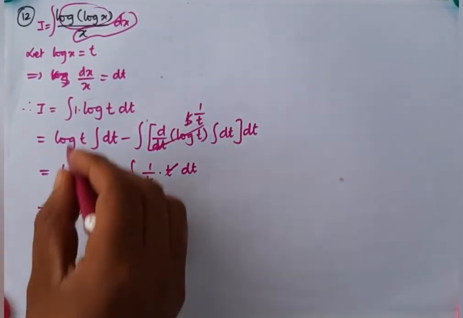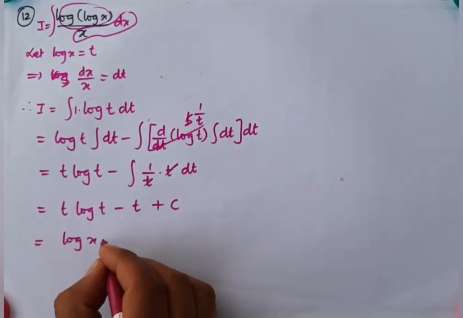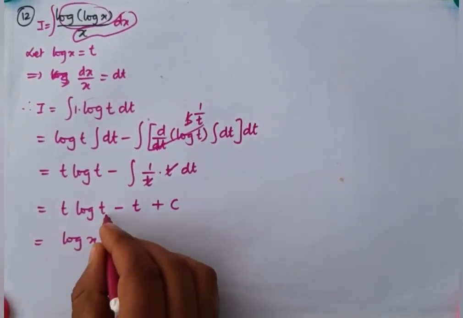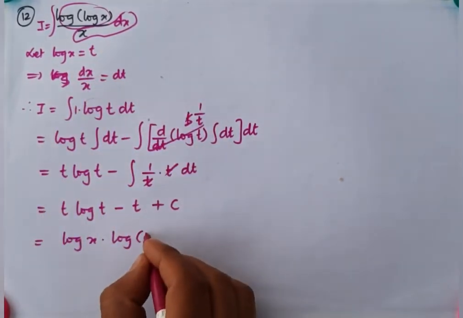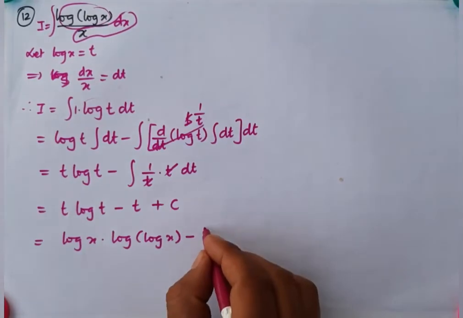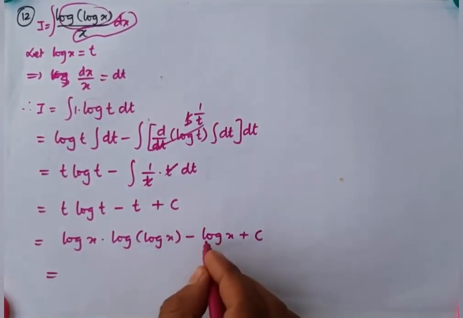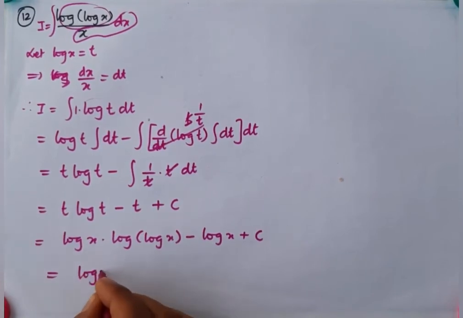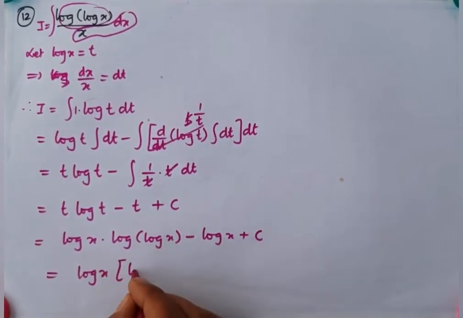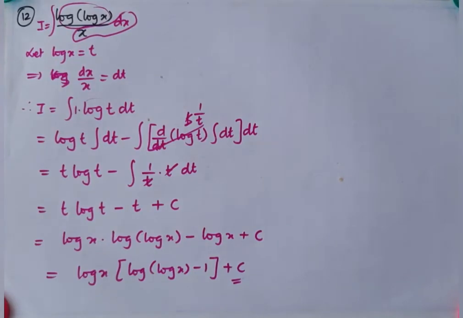So we have t. What is t actually? t is log x, isn't it? So this is log x into log t, and now t is again log x. Minus t, that is log x, plus c. If you want to take log x common, that also can be done. So log x is common, so we have log x into log of log x minus 1, plus constant of integration. So you may pause the video and note it down.